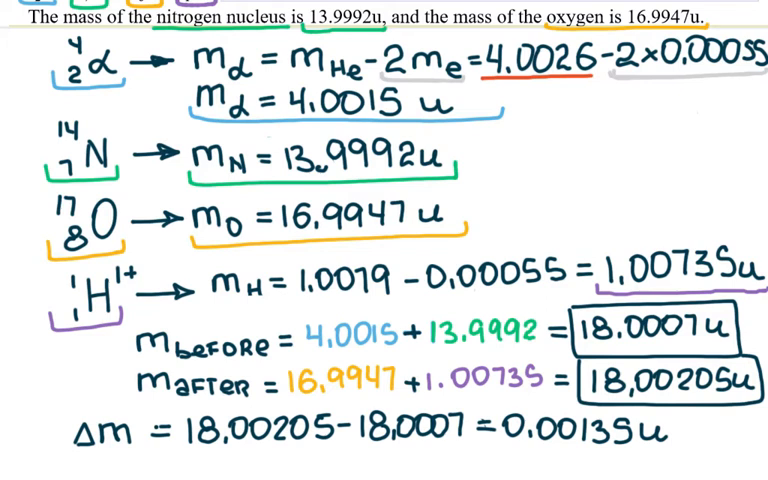So when I subtract these two masses, I see that there is a difference in the two masses before and after the reaction. And I see that there is more mass after than before. So that means that the reaction is non-spontaneous and energy must be supplied in order for this reaction to proceed.